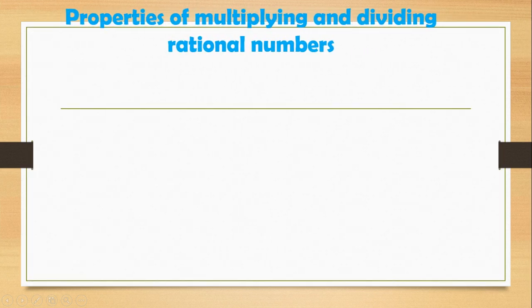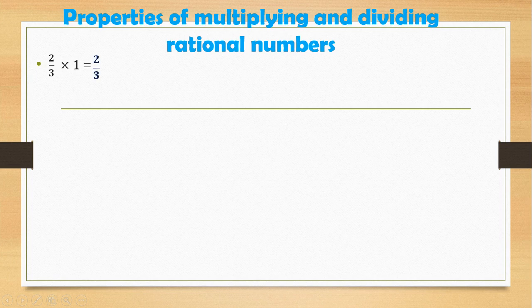Let's see the properties of multiplying and dividing rational numbers. The properties of multiplication are like the properties of addition with some differences. So the first property, like in addition, is the closure property, okay, but before going to explain the properties of multiplication, let's find the answer of this one. 2 over 3 times 1, we will get the same fraction 2 over 3.